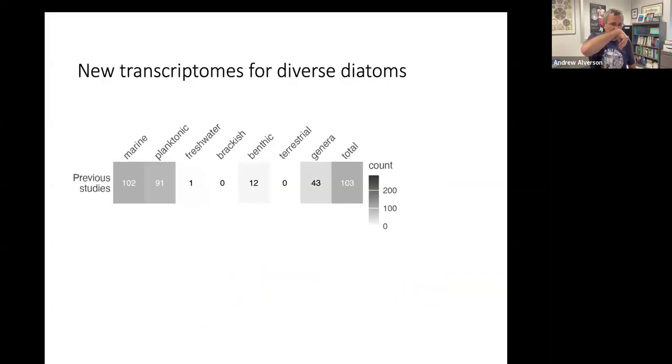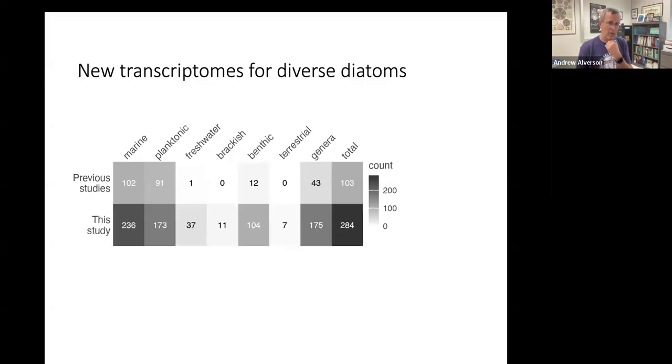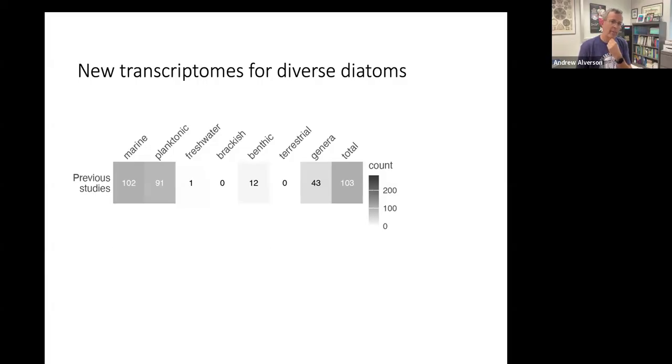So at the start of this project, if you look on the right where the total is, there were genome scale data for 103 diatoms. Most of these were marine planktonic species, because the Moore Foundation funded an initiative to sequence transcriptomes for marine planktonic diatoms. The vast majority of those were from marine plankton, and so our goal was to fill in these gaps.